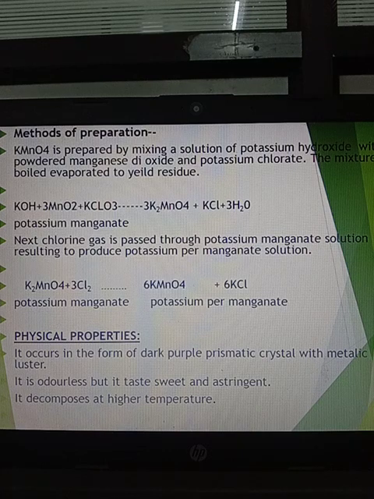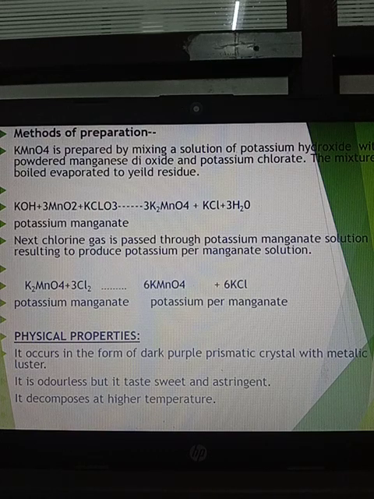Now, method of preparation. KMnO4 is prepared by mixing a solution of potassium hydroxide with powdered manganese dioxide and potassium chlorate, KClO3. The mixture is boiled and evaporated to yield a residue. So KOH plus MnO2 plus KClO3 gives K2MnO4, and as a result it is produced along with KCl and H2O. Next, chlorine gas is passed through the potassium manganate solution, resulting in potassium permanganate, KMnO4, and KCl.